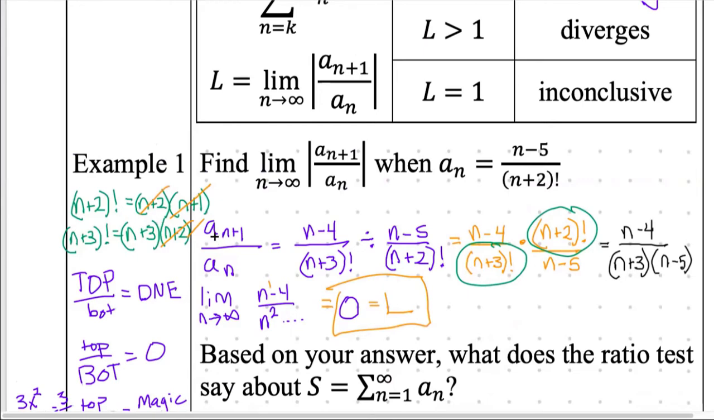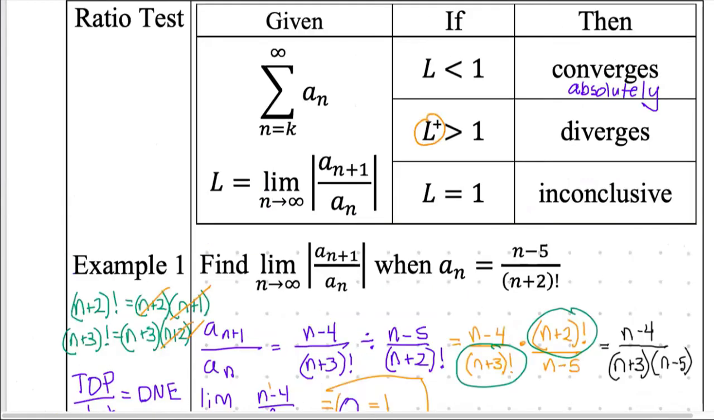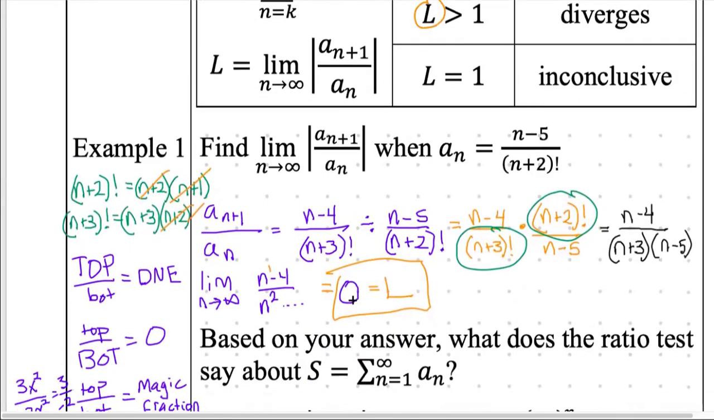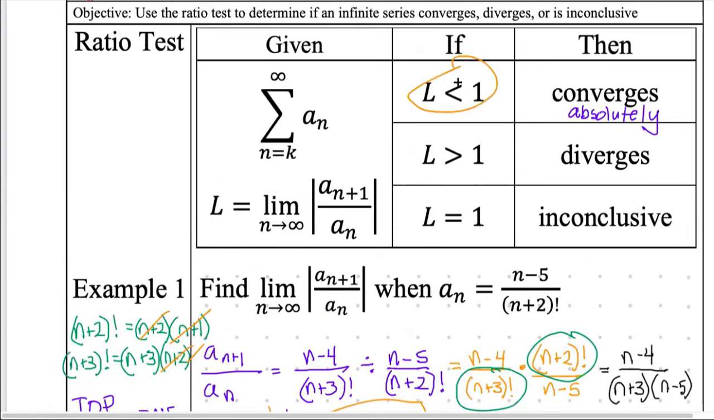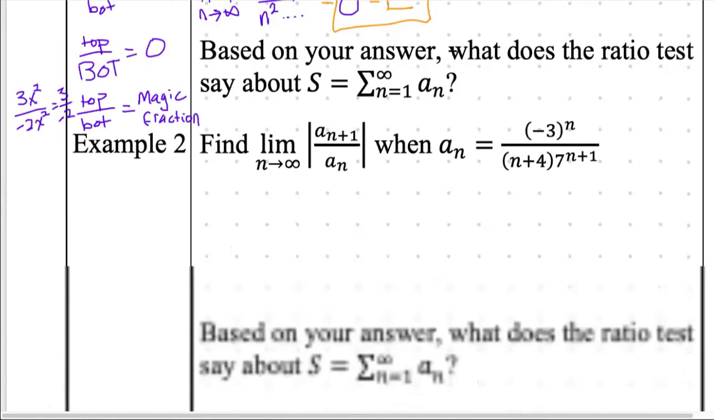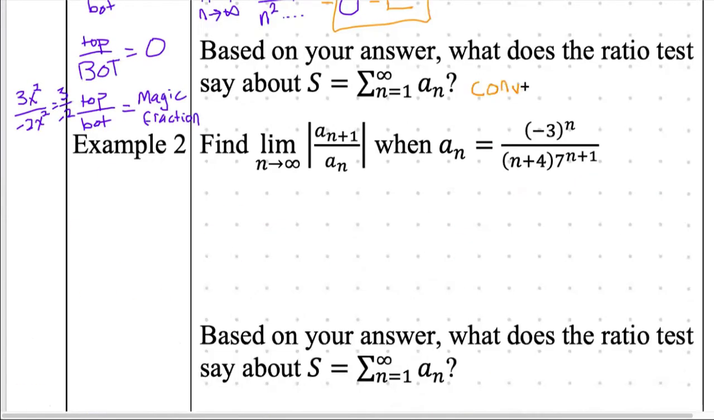It diverges. Not quite. So this means L is bigger than 1. 0 is small. Converges. Yeah, converges. So we're in this case right here where L is less than 1. So I'm going to come down here and say converges. Yeah, thank you. All right, so that's your first example.